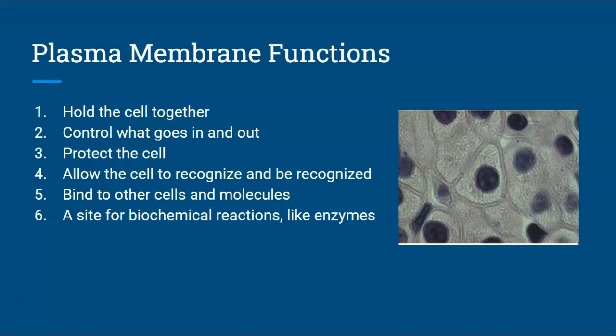The plasma membrane also protects the cell. It allows the cell to recognize and be recognized by others, whether it be nutrients or waste products or other cells even. It just allows the cell to recognize outside things. It binds to other cells and molecules. Remember that cells need water, oxygen, nutrients, ions, salts, sugars, all that kind of stuff. And so it is with the help of the plasma membrane that it can bind to those other cells and molecules, and it is a site for biochemical reactions like the use of enzymes.